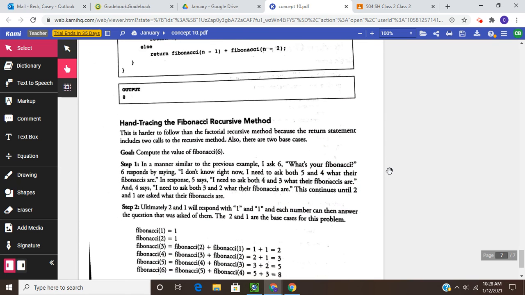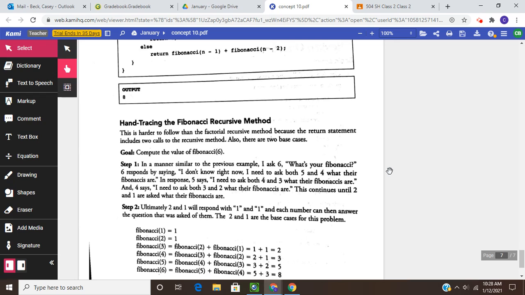So how do we hand trace this? This is harder to follow than the factorial recursive method because the return statement includes 2 calls to the recursive method, and there are also 2 base cases. So the goal is to compute the Fibonacci of 6. In a manner similar to the previous example, I ask 6, what's your Fibonacci? 6 responds by saying, I don't know yet, I need to ask 5 and 4 what their Fibonaccis are.